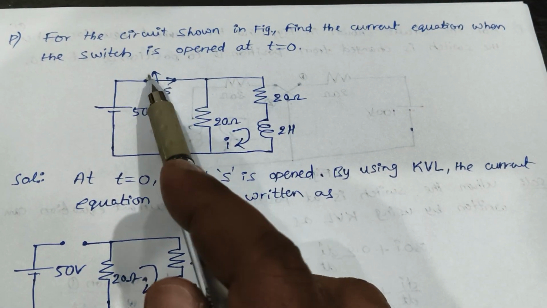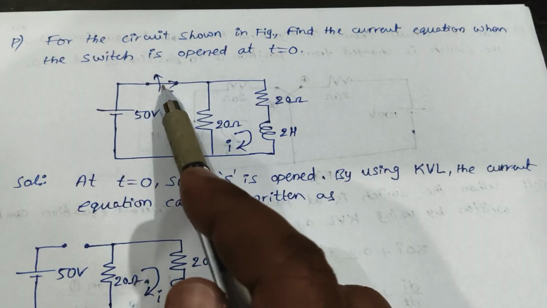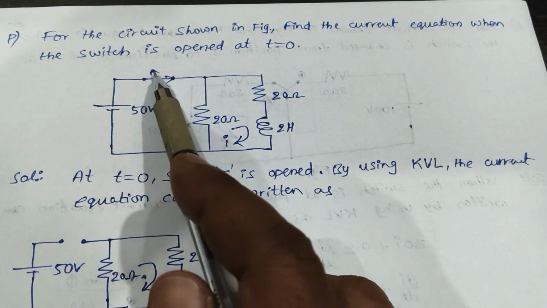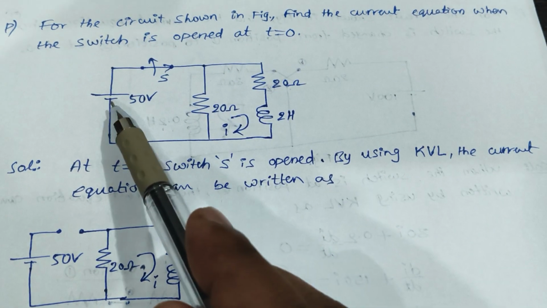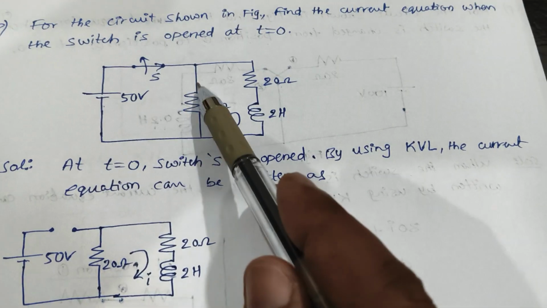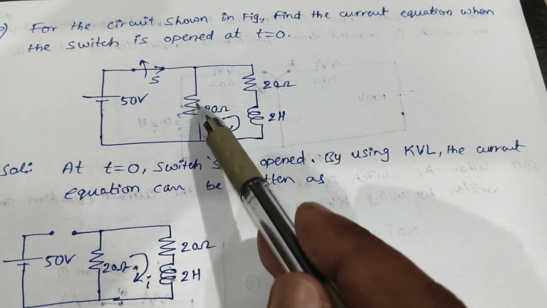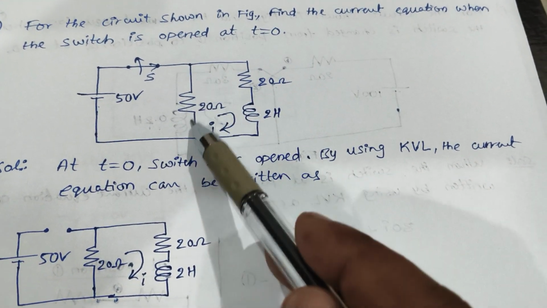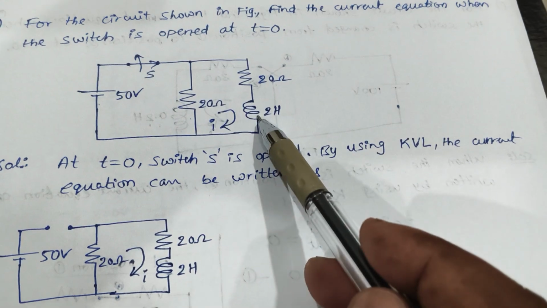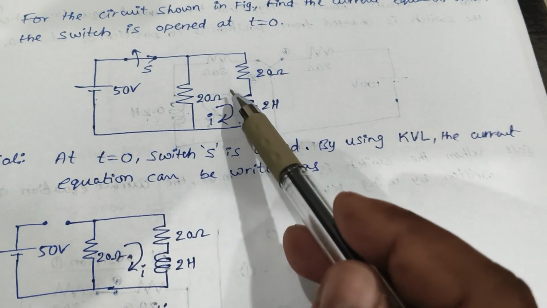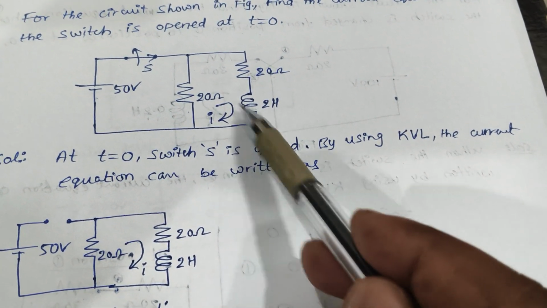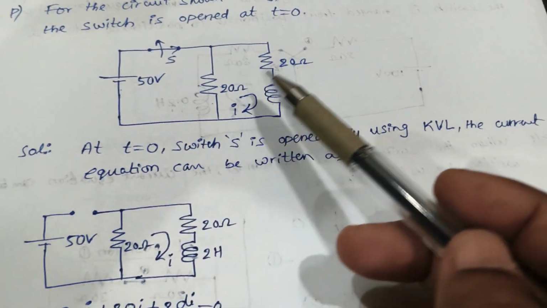That means at t is equal to 0 minus the switch is closed only. At t is equal to 0 we are opening the switch. So if you see the circuit diagram, this is 50 volts connected through the switch to the parallel branches, like one is 20 ohms, another one is 20 ohms connected in series with the 2 Henry. The current flowing through the inductor is I here, this loop.